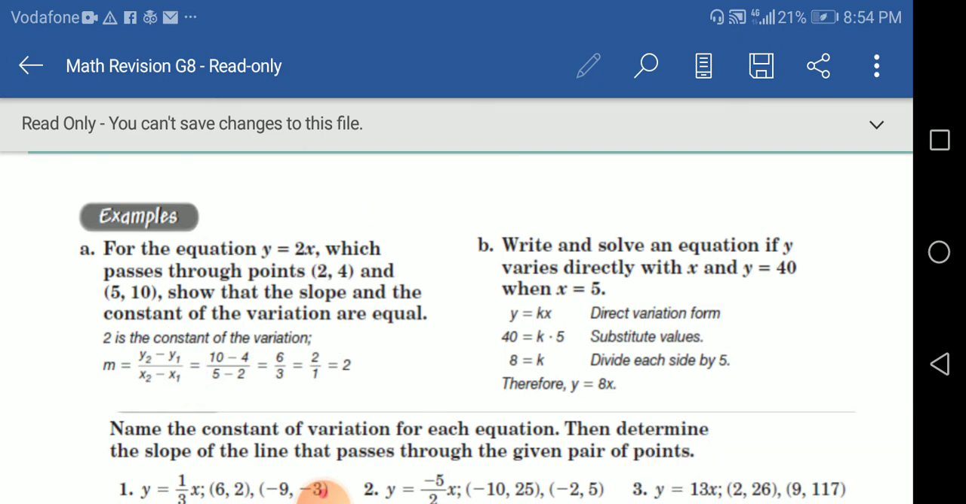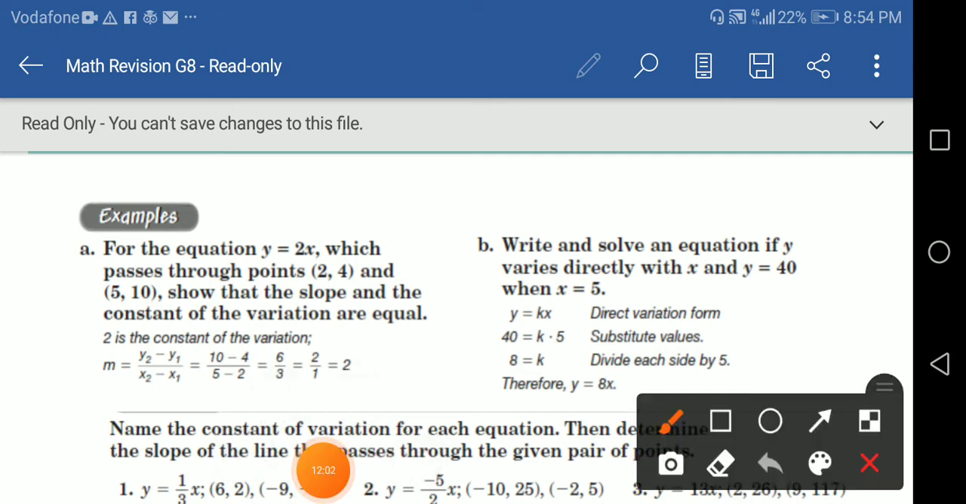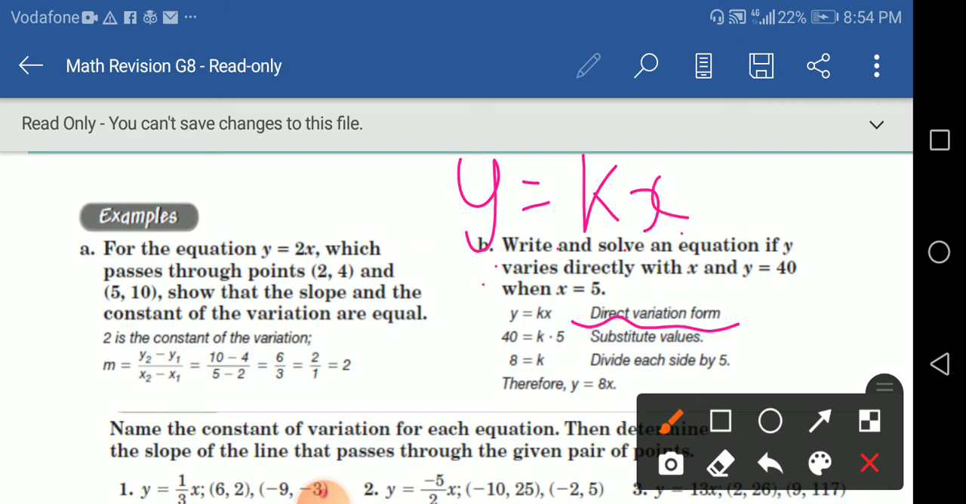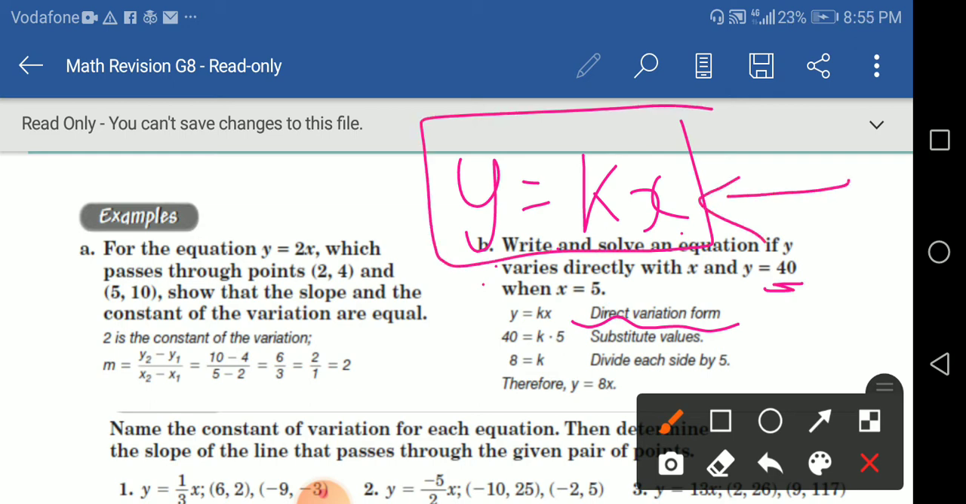Write and solve the equation if y varies directly with x and y equal 40 when x equal 5. So we have here varies directly, remember, direct variation form. So y equal kx. I have to remember this rule, y equal kx. This is the direct variation form. So k here is the constant.